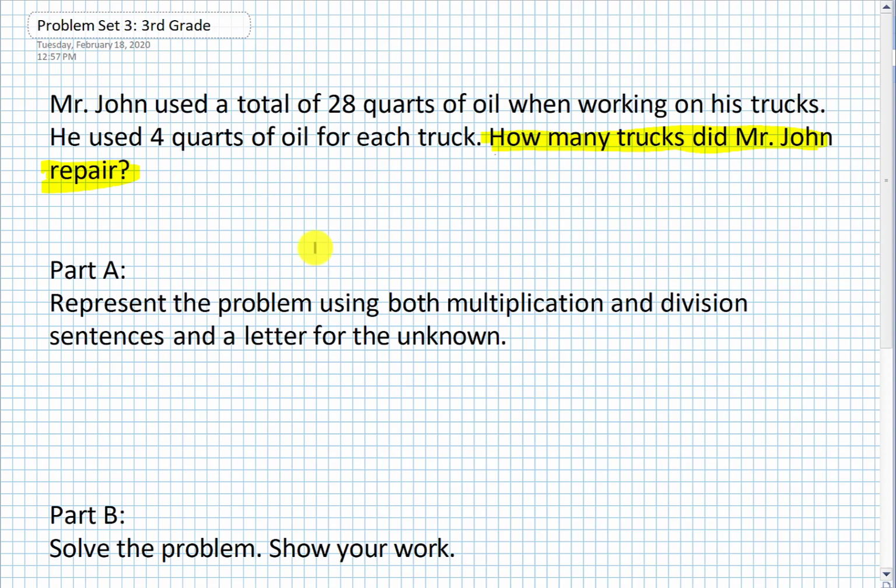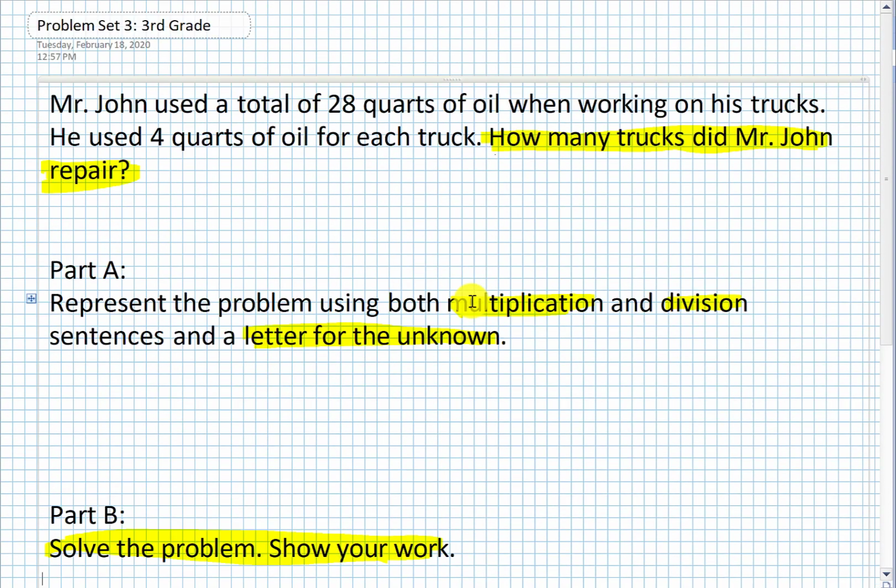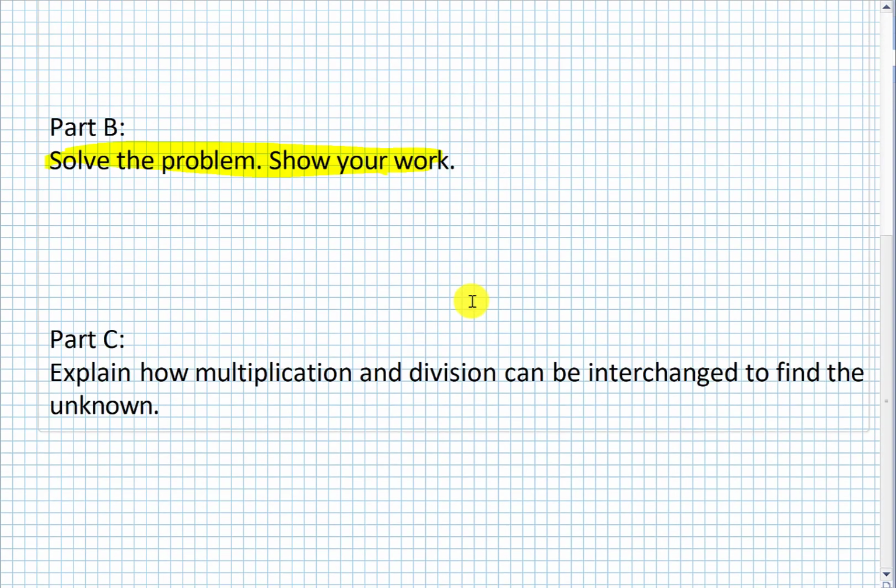How many trucks did Mr. John repair? Part A says to represent the problem using both multiplication and division sentences and a letter for the unknown. I'll highlight the fact that we need to do a letter for the unknown. We need to do both multiplication and division. Part B says to solve the problem and show your work. So part B is actually asking for the answer to the question, how many trucks did Mr. John repair? Part C asks for an explanation for how multiplication and division can be interchanged to find the unknown.